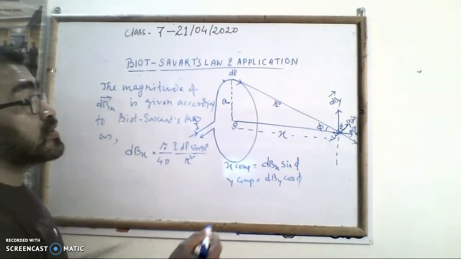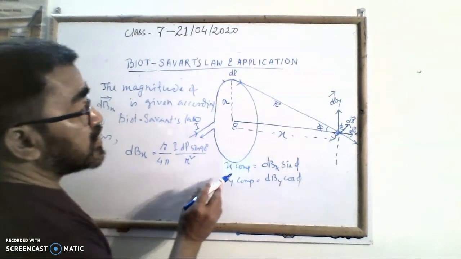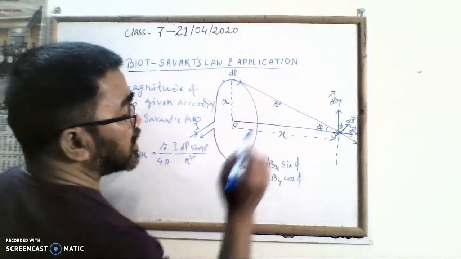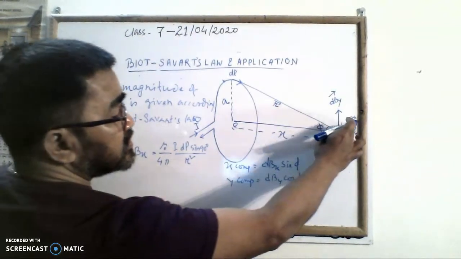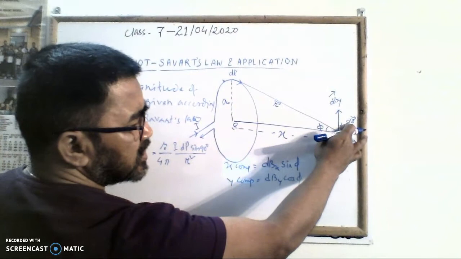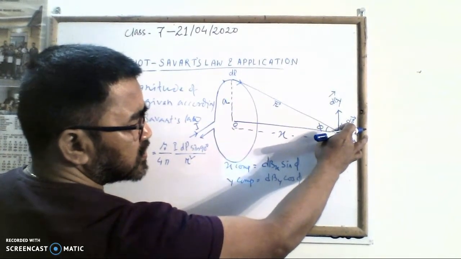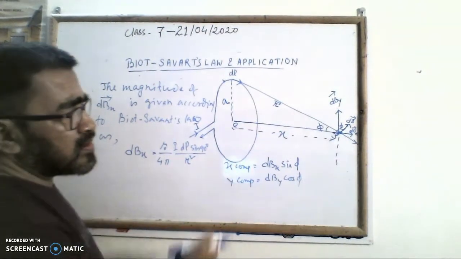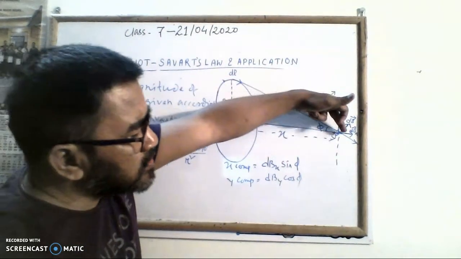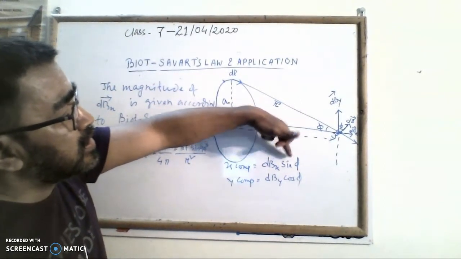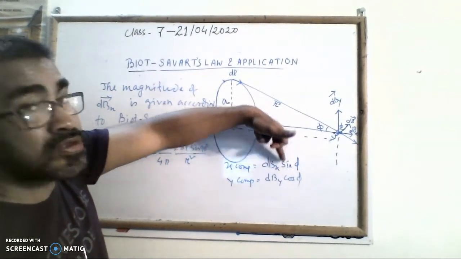So what I told you, that the x component of the dB vector, that is, dB is a vector, it is not only a magnitude, it gives both direction and magnitude also. Therefore it must have two rectangular components. The x component is recognized by sine phi, dB sine phi. The other component is dB cos phi, right?